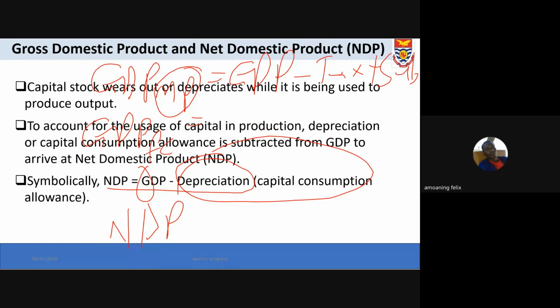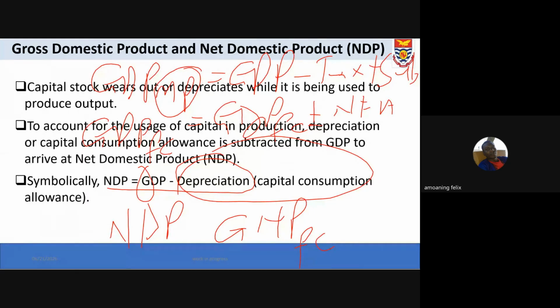You take your GDP at factor cost minus your net factor income from abroad. And I told you that when you add or subtract your net factor income from abroad, you are going to get your gross national product. And it's also at factor cost.